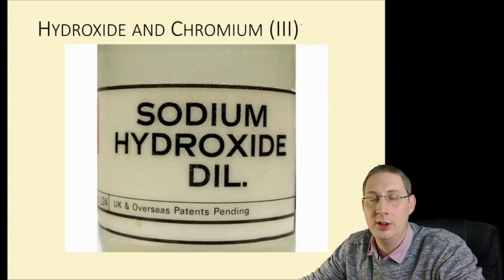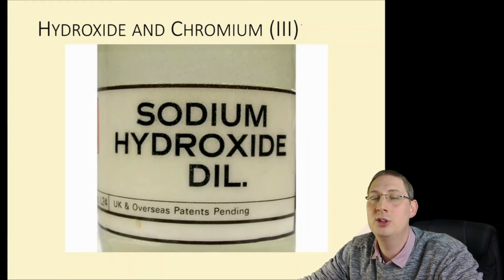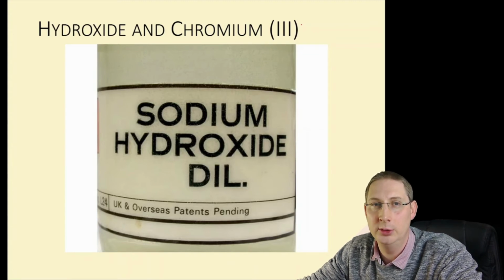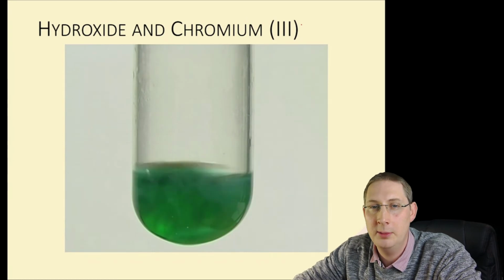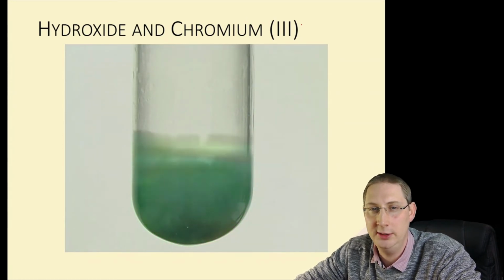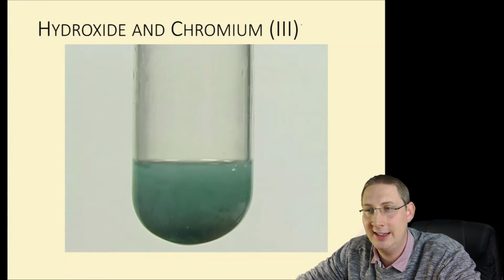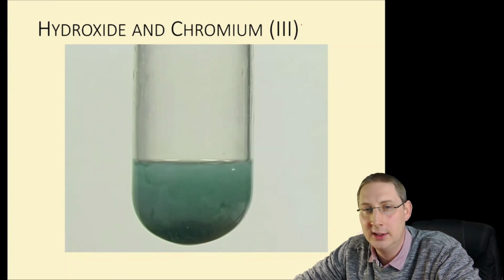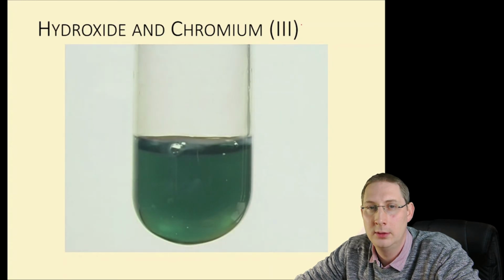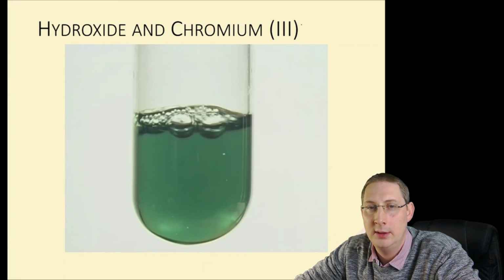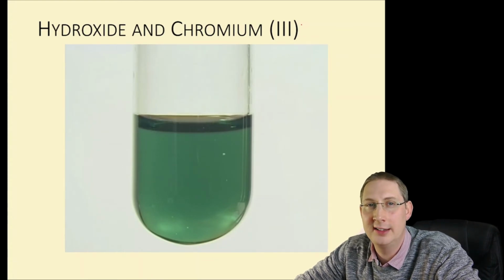The final metal that you need to know about and its reaction with base is chromium 3. So here we go, hydroxide and chromium 3. Chromium 3 is a beautiful green solution. Upon adding hydroxide, we get a grey-green precipitate here. And upon adding excess hydroxide, that precipitate redissolves.